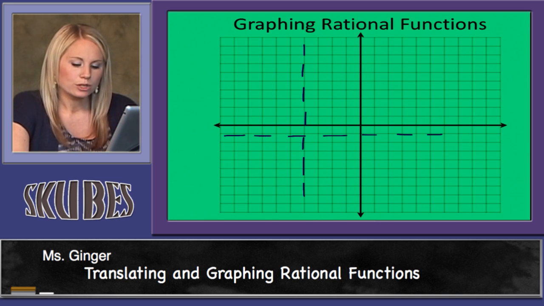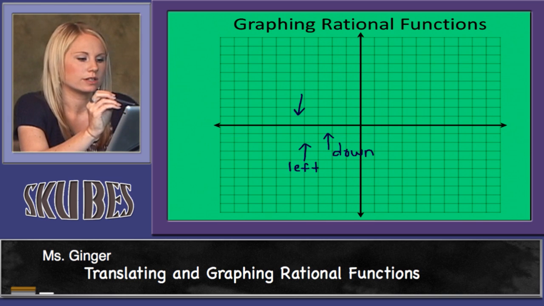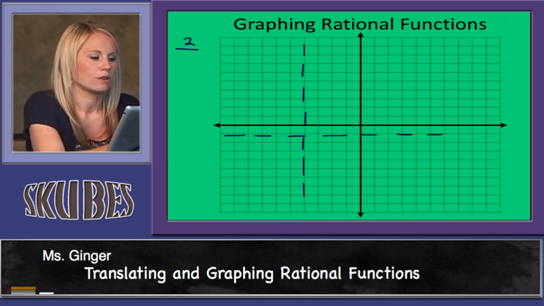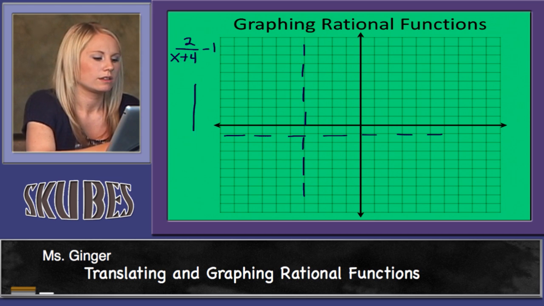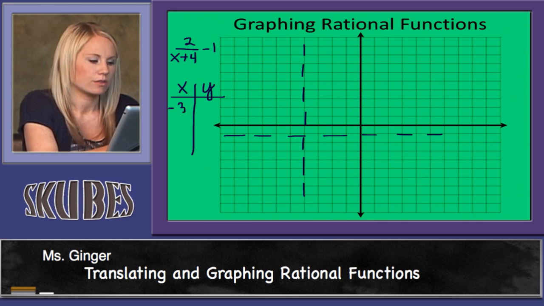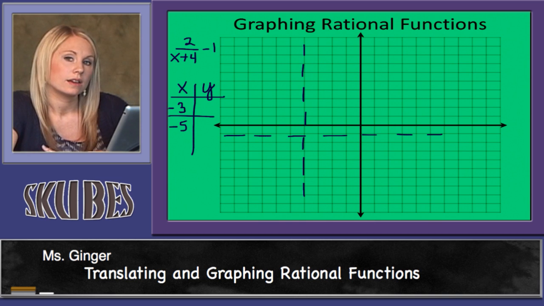Okay, now, before we draw it in this time, we're going to test a couple of points. So let's rewrite our function on the screen. 2 over x plus 4 minus 1. And you can make a little xy table, and you can test as many as you like. I have tested -3 and -5 here, because one of these is on the right-hand side of my asymptote lines and one's on the left.